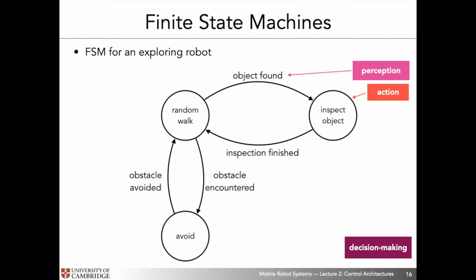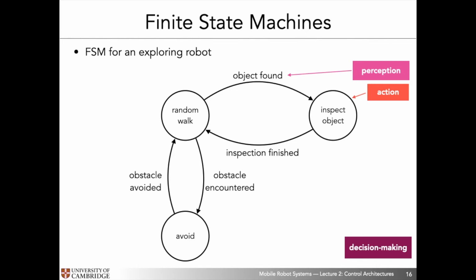So here we have perception modules, which in this particular FSM are represented by the transitions from state to state. The states themselves actually are actions, right? So random walk, inspect object, and avoid obstacle. These are 3 actions. And the whole schema here, the way the perception and action elements are connected together, that is the decision-making logic, or that is the decision-making paradigm of this FSM.